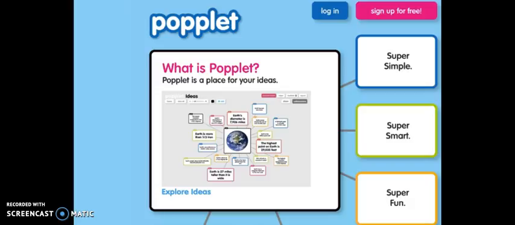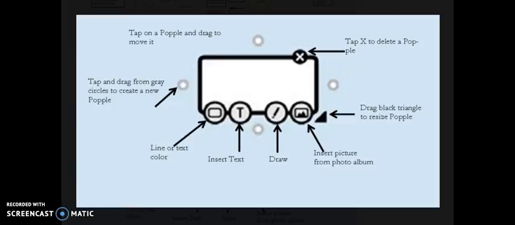You can make 5 demo Popplets for free or download the app from Apple for a small fee. The program can be used on any iPhone, iPad, or other smart device, as well as any computer. How do you create a Popplet?